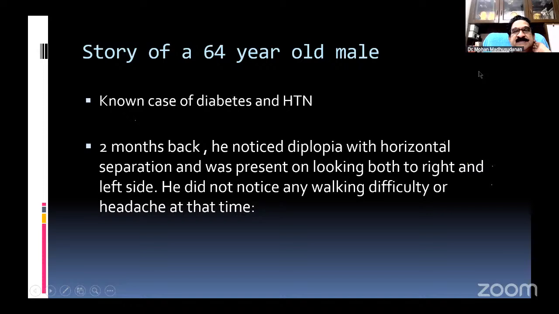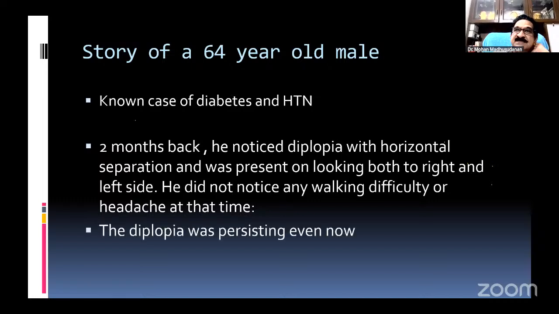Now, this is a story of a 64-year-old male, known case of diabetes and hypertension. Two months back, he noticed diplopia with horizontal separation, present on looking both to the right and to the left side. He did not notice any walking difficulty or headache at that time. Horizontal diplopia: naturally one may think of either bilateral lateral rectus or bilateral medial rectus, or one eye's medial rectus or lateral rectus. These are the possibilities you have to keep in mind.